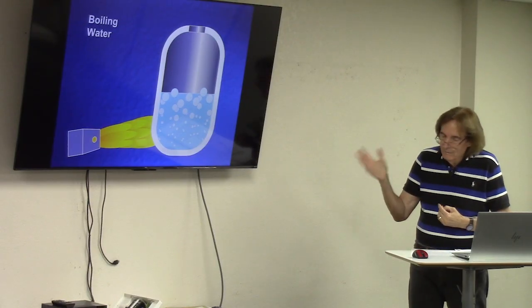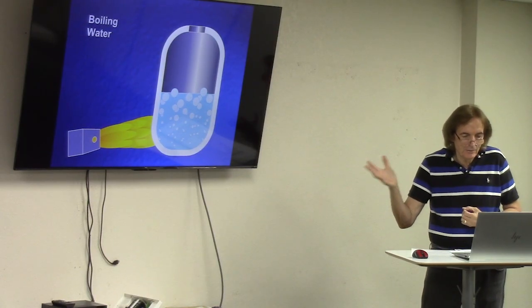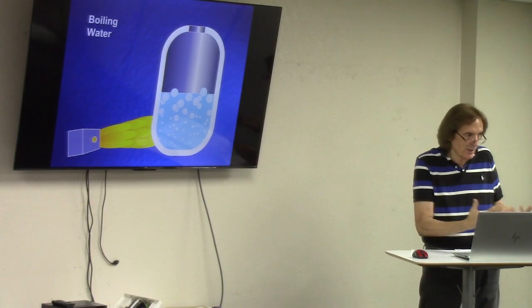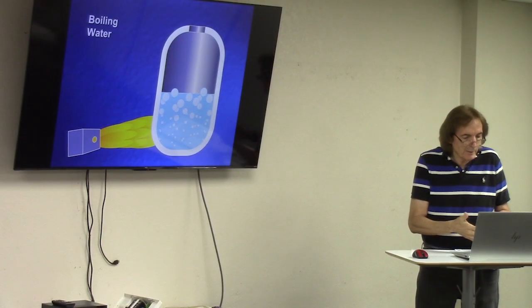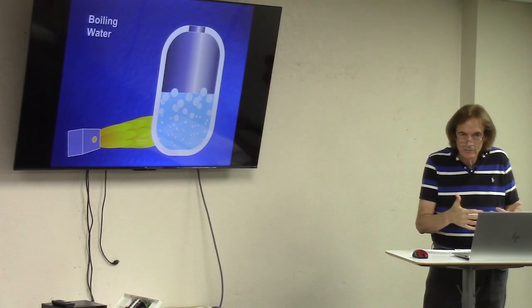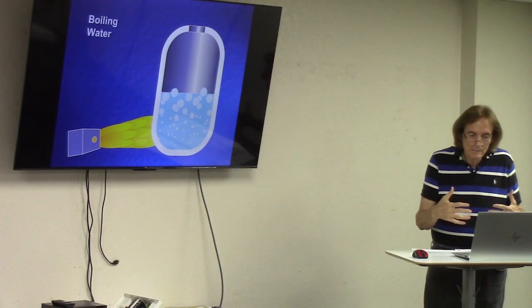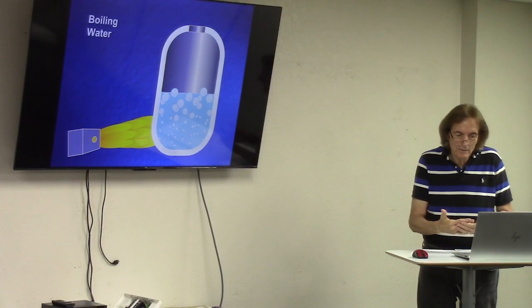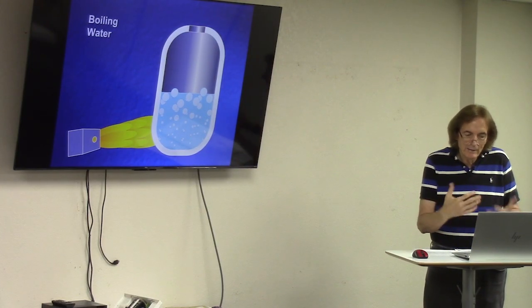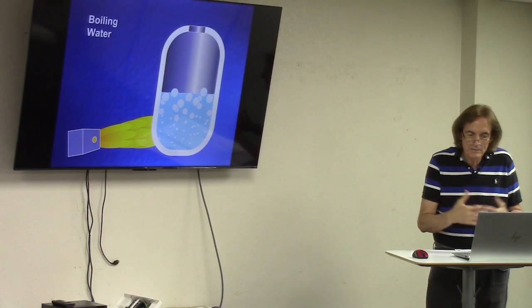And boiling, just to note, is a physical change. It's not a chemical change. It's not a change to the chemicals that make up water, the hydrogen and oxygen. It's a change of the physical state. So the molecules remain the same. They're just in a different state.